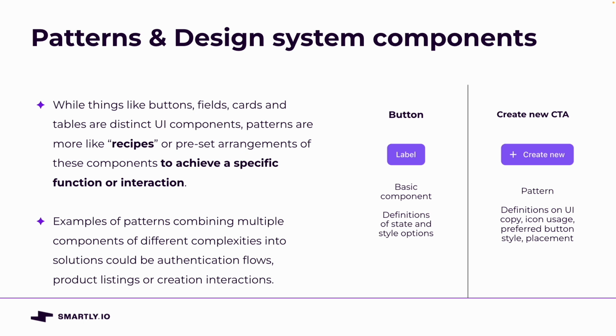But then we have patterns. So for example, the main CTA, it always should have the plus icon. It always should use the wording create something. So right now in the app we have create new feed or add campaign or create campaign or just campaign.